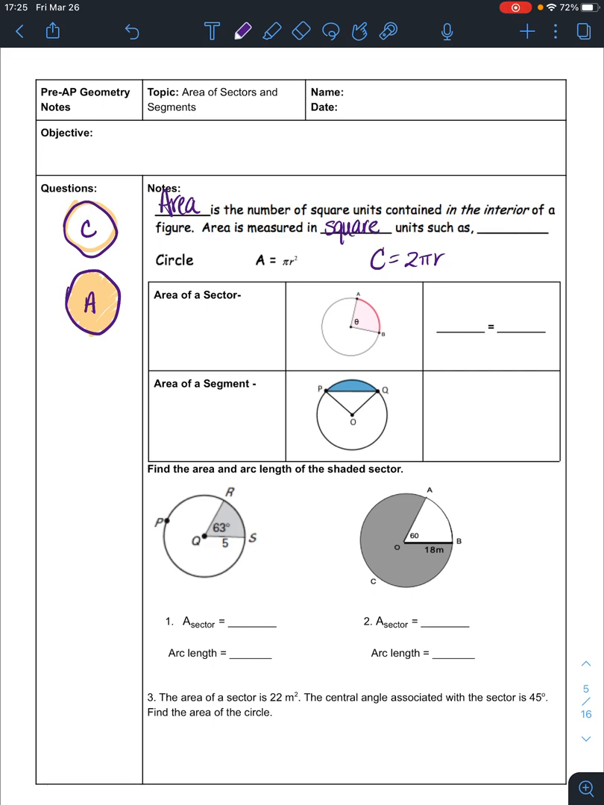Area is measured in square units, such as meters squared, feet squared. Feet squared can also be written square feet, yards squared, inches squared, anything squared.